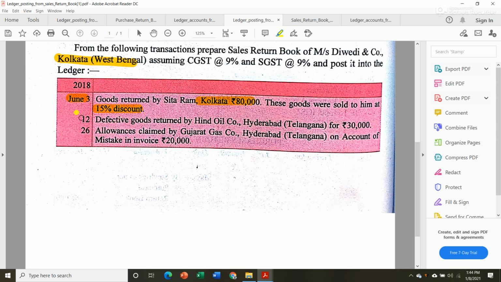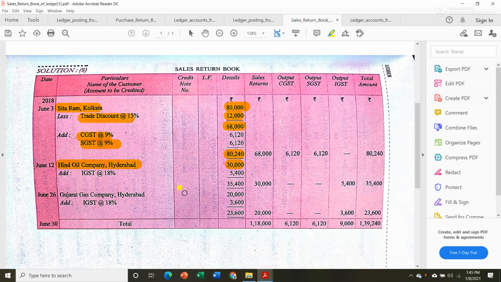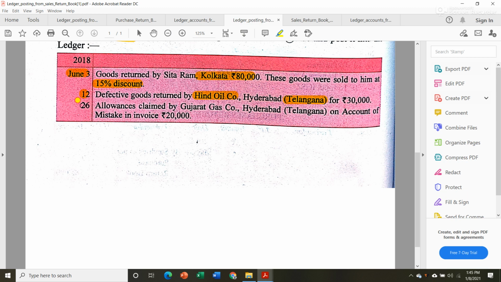Then on June 12th, defective goods was returned by Hind Oil Company, Hyderabad. It is situated in Telangana district for 30,000. So we will write Hind Oil Hyderabad 30,000. Since they haven't mentioned anything about discount, we are directly going to add IGST at the rate of 18%. So we got 35,400.